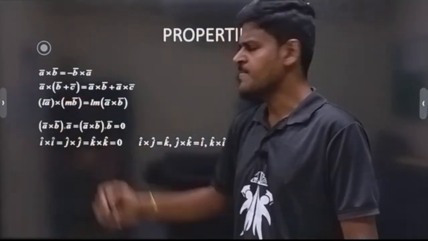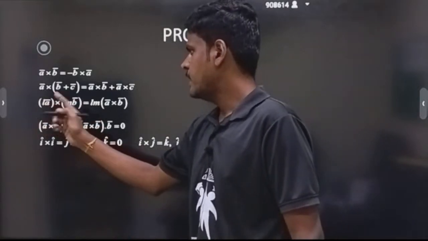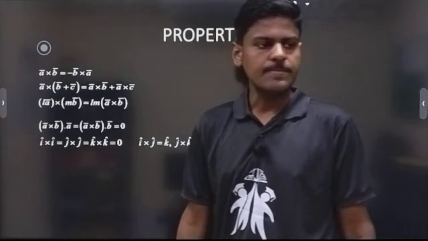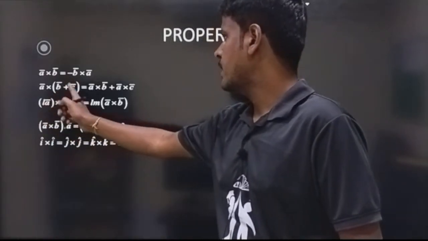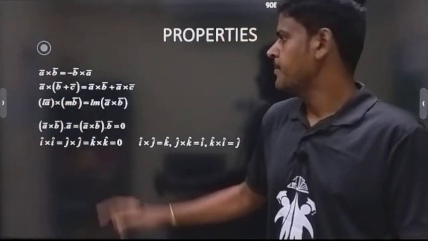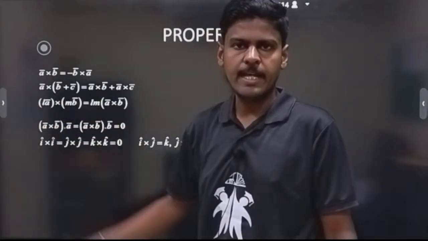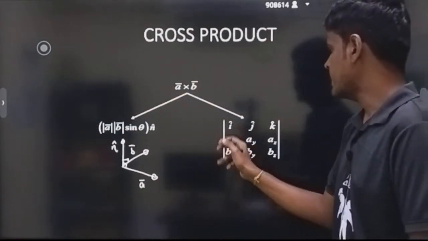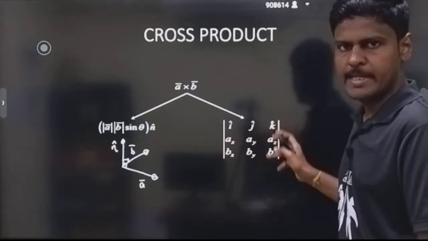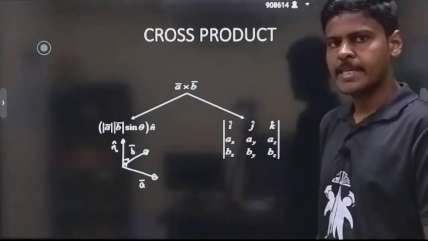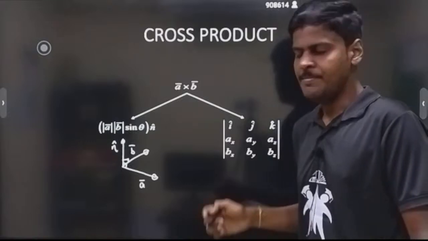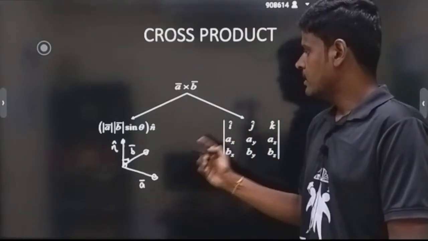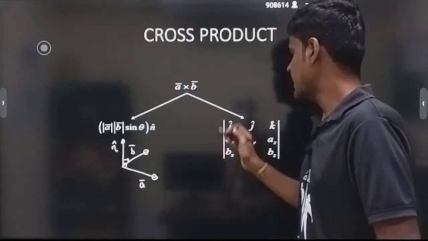Next one, similar to dot product. L into A vector cross M into B vector, where L and M are some scalar numbers. That is equal to, take the scalar outside. You can see from this, L into A vector means we will get LAX, LAY, LAZ. We can take a scalar outside of any row or column. So here we will take L, here we will take M. That means we can write LM into A cross B.